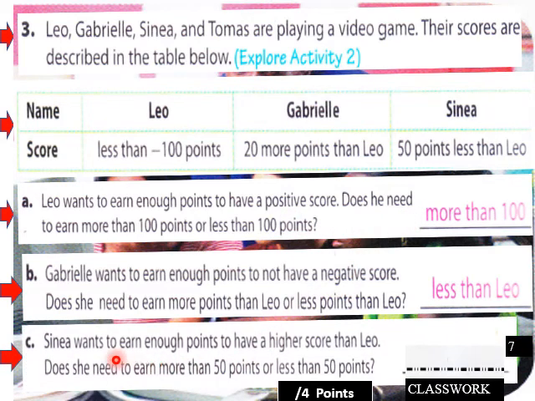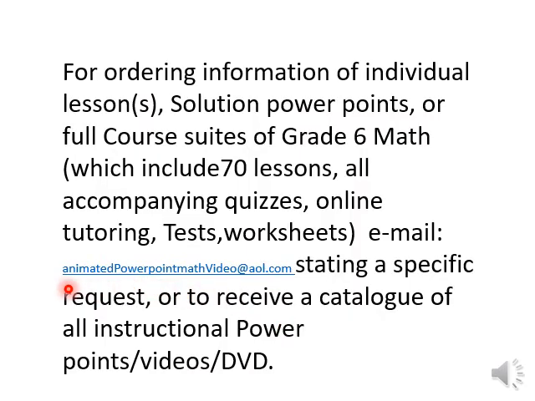And then Sania wants to earn enough points to have a higher score than Leo. 50 points less. Less than negative 100. Does she need to earn more than 50 points or less than 50 points? She needs way more than 50. She needs about like 150. So there you have it. That's our lesson for today.